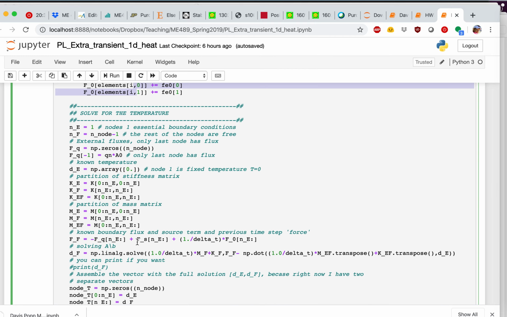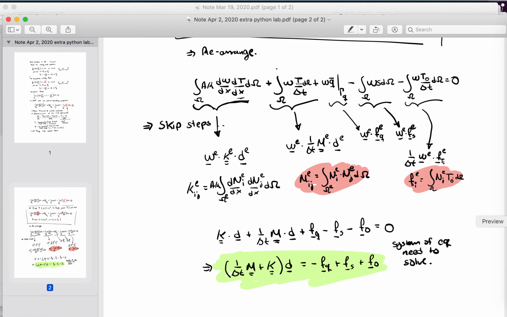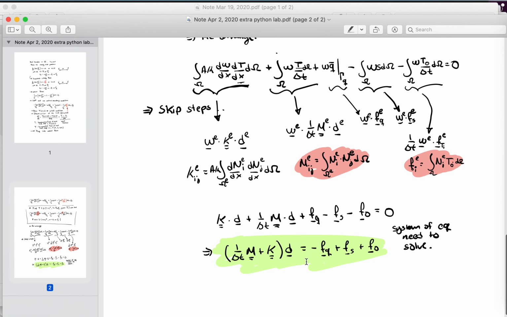Solving, same as before. Well, not same as before. Same idea as before. You can see that the system of equations is a little bit different. So instead of kd, I have 1 over delta t m plus k. Instead of just fq and fs, I have fq, fs, and f naught. Actually, I am missing a 1 over delta t right here, because here I took the 1 over delta t out. So there's a 1 over delta t missing here. Sorry about that.